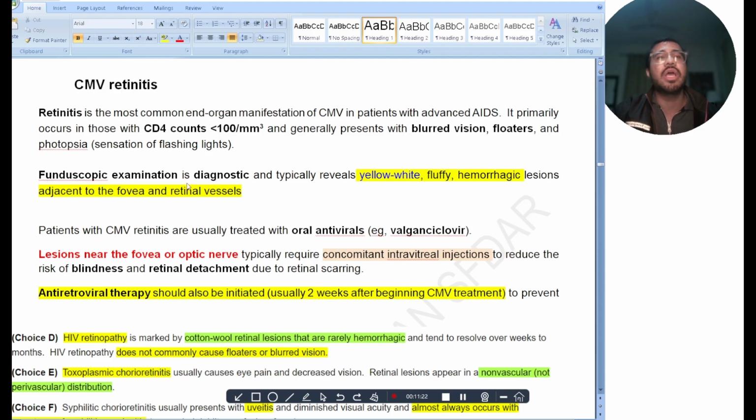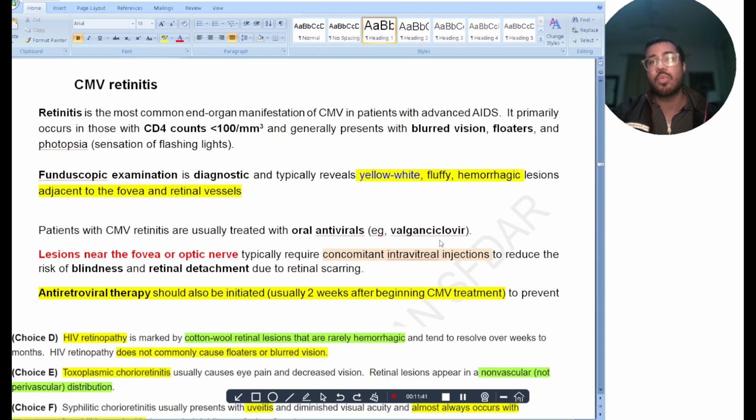Fundoscopic examination is diagnostic. As I told you guys, yellow-white fluffy hemorrhagic lesions adjacent to the retinal vessels and fovea. Patients with CMV retinitis are usually treated with oral antivirals. Obviously it's CMV, so it's a virus. We're gonna treat with valganciclovir. The question is, why can't we use the topical ones?